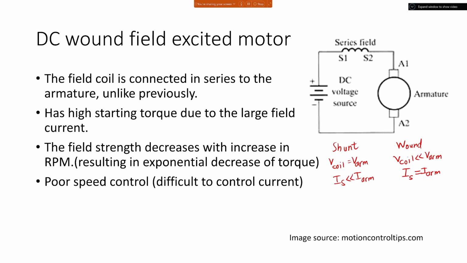Because of this, it becomes a bit more complicated to handle this motor, because it's not so easy to control it. You need to control current and not voltage. Current is harder to control in general than controlling voltage, and the speed control is also not so good. But since the field current is so large, unlike the shunt excited motor, we have very good starting torque. It's a very high current flowing in the beginning, so the starting torque is good.